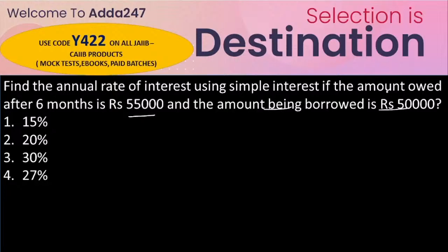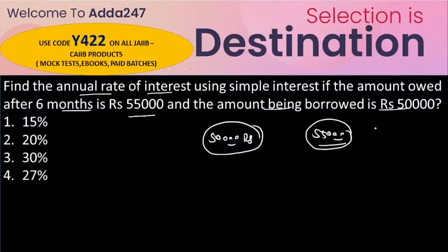So look, in this question we have to find out the annual rate of interest, while the data is given for 6 months, that means half yearly. So basically 50,000 rupees is borrowed, and it becomes 55,000 rupees after 6 months. Okay, that means if we calculate the interest amount, it would be 5,000 rupees.